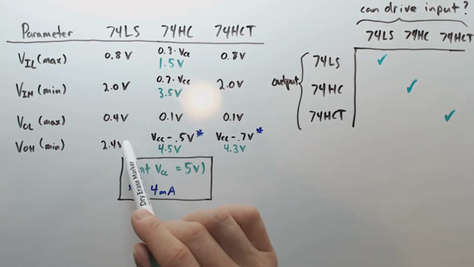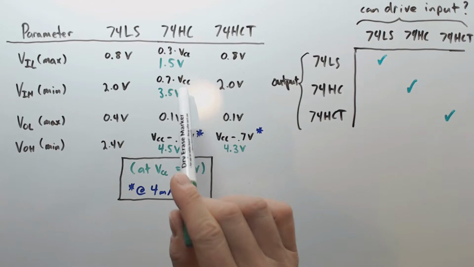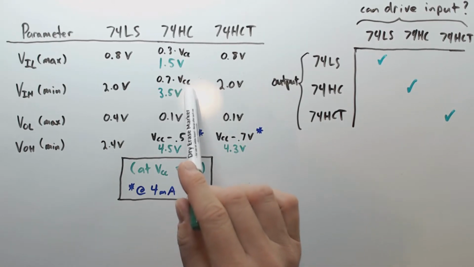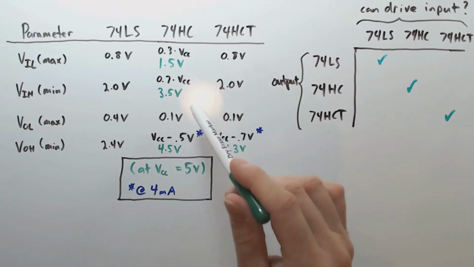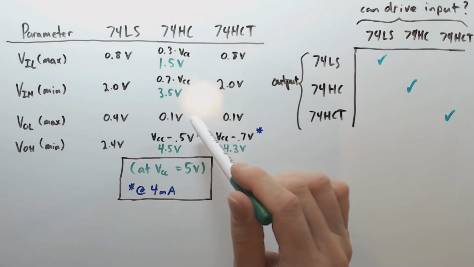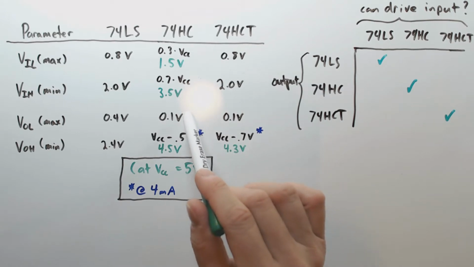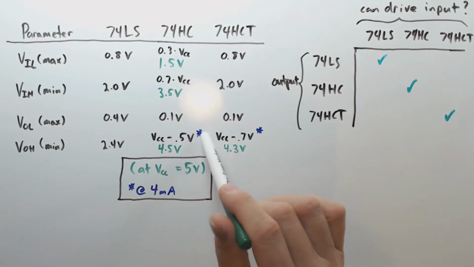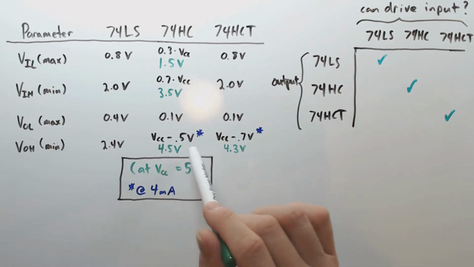So you cannot really create a positive voltage using a 74LS device and have that be reliably considered a high voltage by a 74HC device. On the output side, we get nice properties from the 74HC series devices. Any low voltage will be at most 0.1 volts. That's quite low. And then in terms of high voltages, it's going to depend on the positive supply voltage.